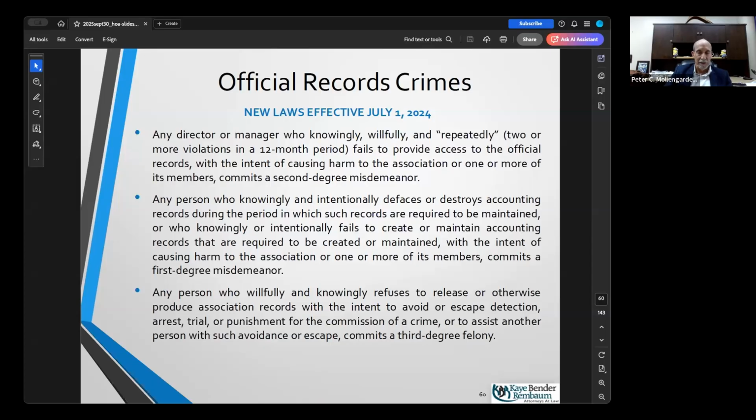Any person who knowingly and intentionally defaces or destroys accounting records during the period which such records are required to be maintained, or who knowingly and intentionally fails to create or maintain accounting records, again, that are required to be created or maintained, with the intent of causing harm to the association or one or more of its members, that's a first-degree misdemeanor. And any person who willfully and knowingly refuses to release or otherwise produce association records, again, with the intent to avoid or escape detection, arrest, trial, or punishment for the commission of a crime, or to assist another person with such evidence or escape, commits a 3rd-degree felony.